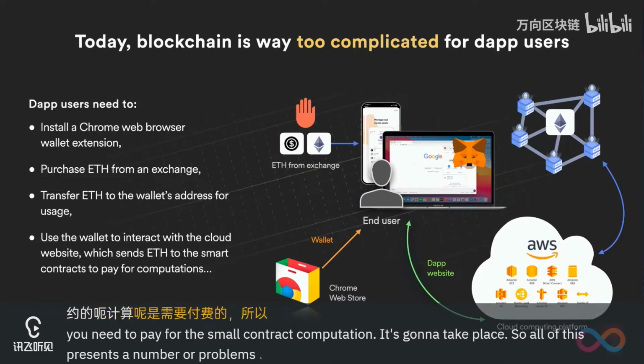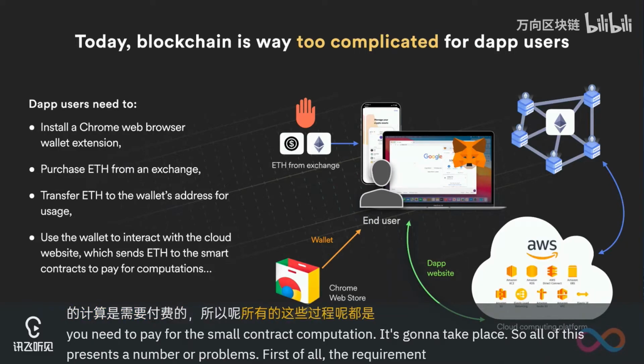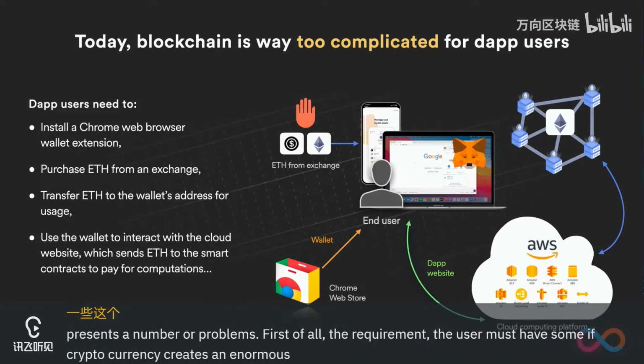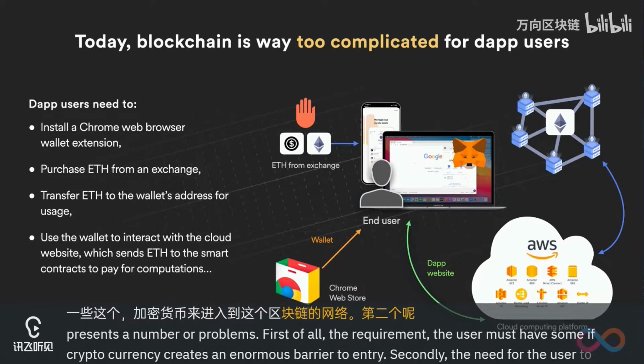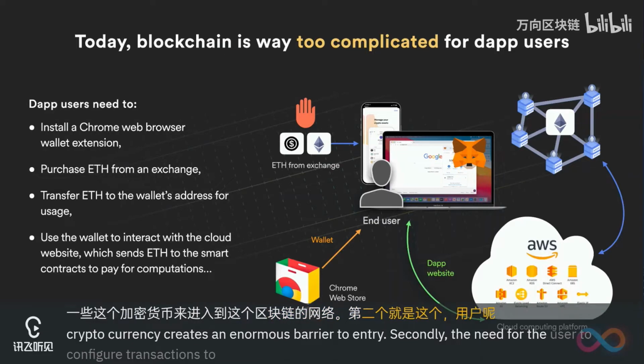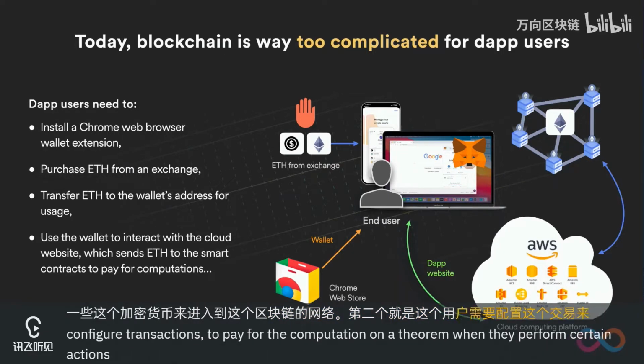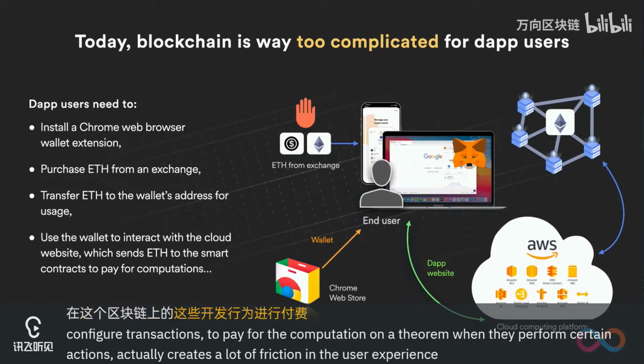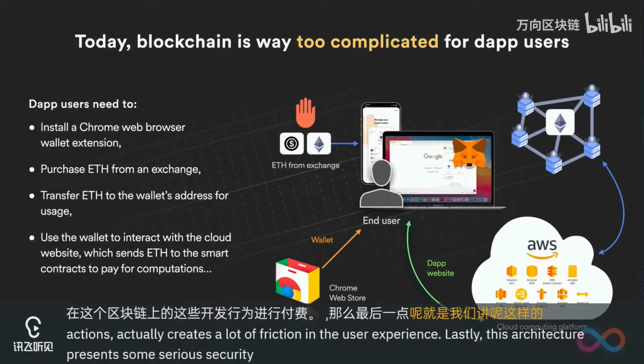First of all, the requirement that the user must have some ETH cryptocurrency creates an enormous barrier to entry. Secondly, the need for the user to configure transactions to pay for the computation on Ethereum when they perform certain actions actually creates a lot of friction in the user experience. Lastly, this architecture presents some serious security difficulties.